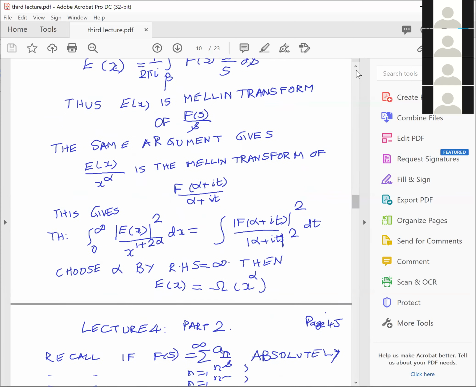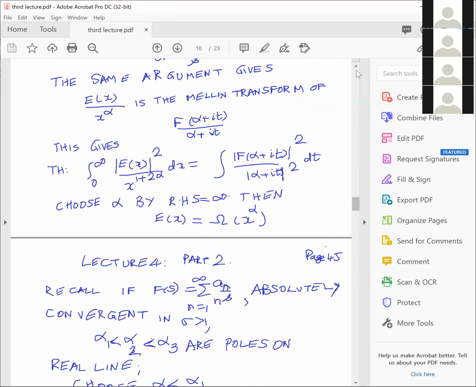Therefore, the theorem, when I write the integral of |F|^2 over x^(1 + 2 alpha) dx equal to the modulus of F of alpha plus it whole square by mod alpha plus it whole square, I am assuming that this function capital F is analytic to the right of alpha, because I have moved it to the right of alpha, except for the poles about which I know, which contribute the main term. That's the basic assumption. The basic assumption in this theorem is that this capital F, which is a generating function, is analytic up to the right of alpha, or preferably right of alpha minus epsilon, except for the poles about which I have a knowledge and the poles which contribute to the main term.